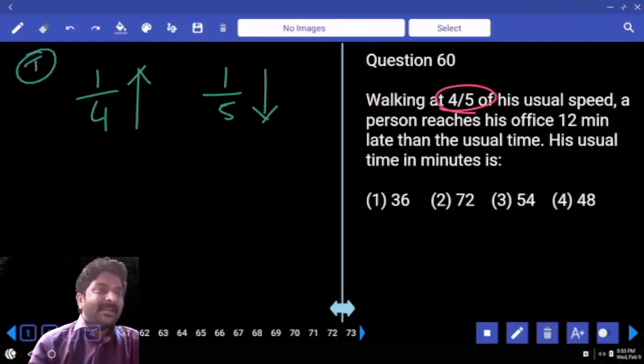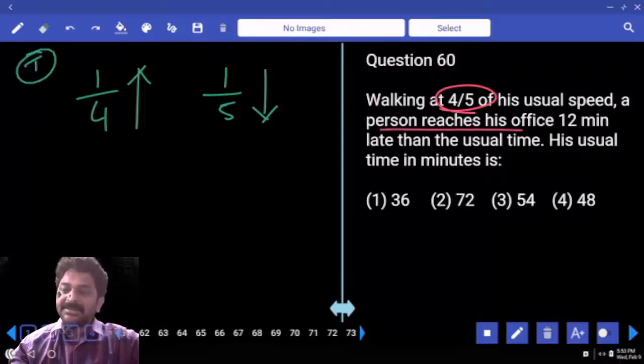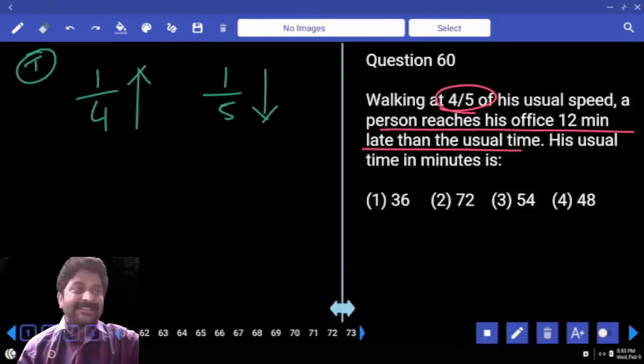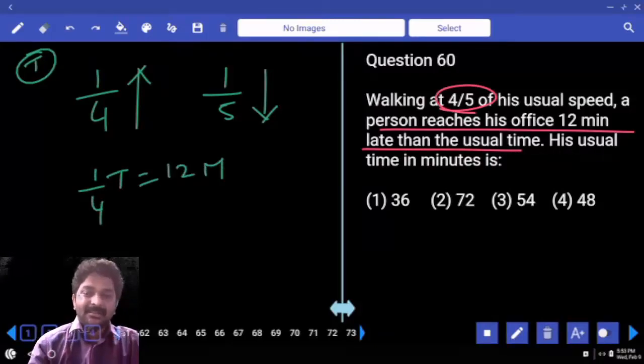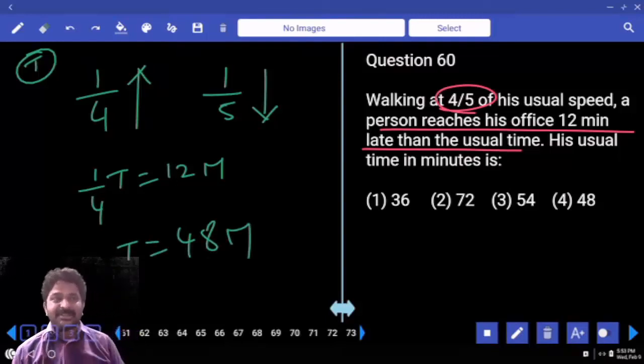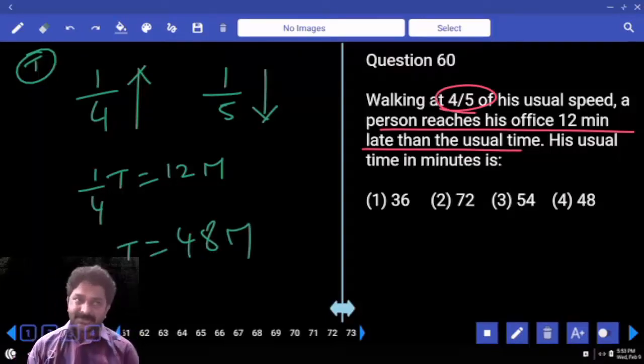Time increased by 1/4. Next, a person reaches his office 20 minutes late than the usual time. Ante 1/4 of the time is equal to 12 minutes anena. Time is equal to 48 minutes. So usual time to reach the office is 48 minutes. Fourth option answer.